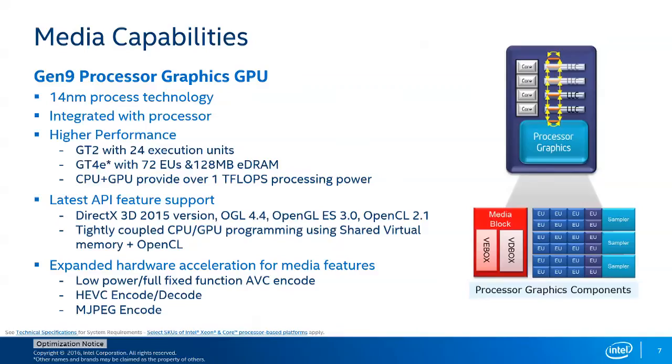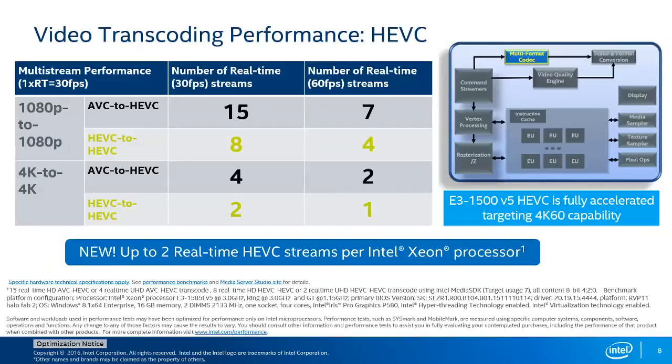So altogether, the Skylake Gen 9 GPUs offer some really amazing video processing performance at low powers. And some of the features newly enabled in this new generation, Gen 9, are a fully fixed function version of H.264, motion JPEG encode, and the main attraction for today, which is fast H.265. So got some numbers here to back up the claims.